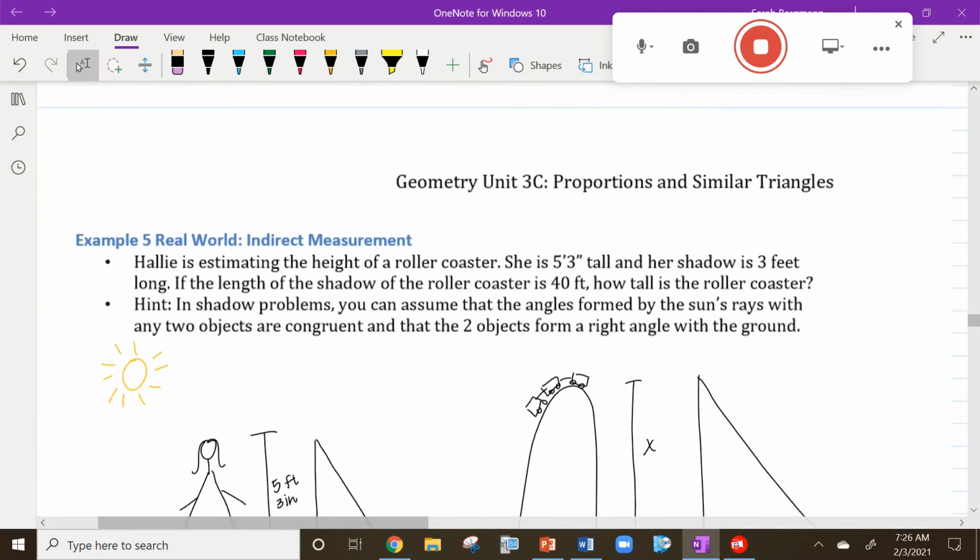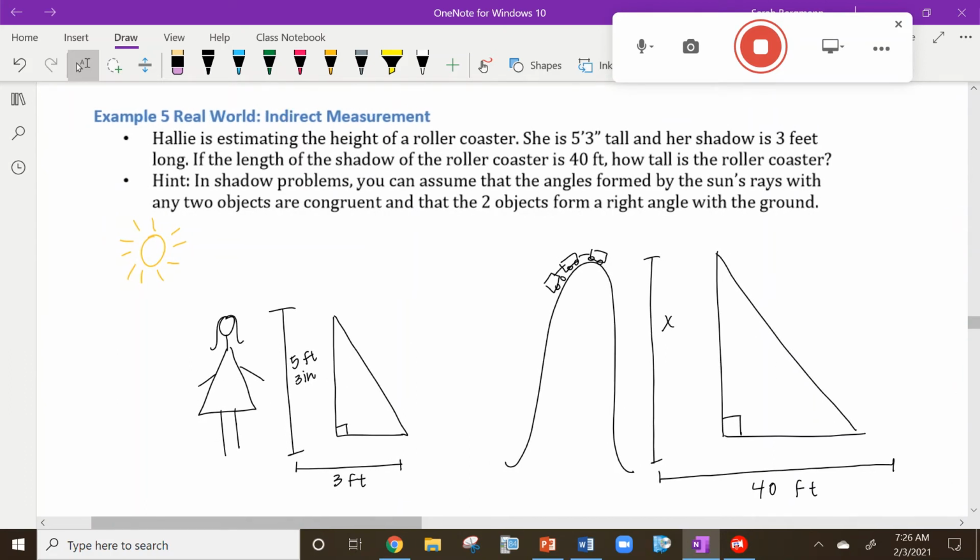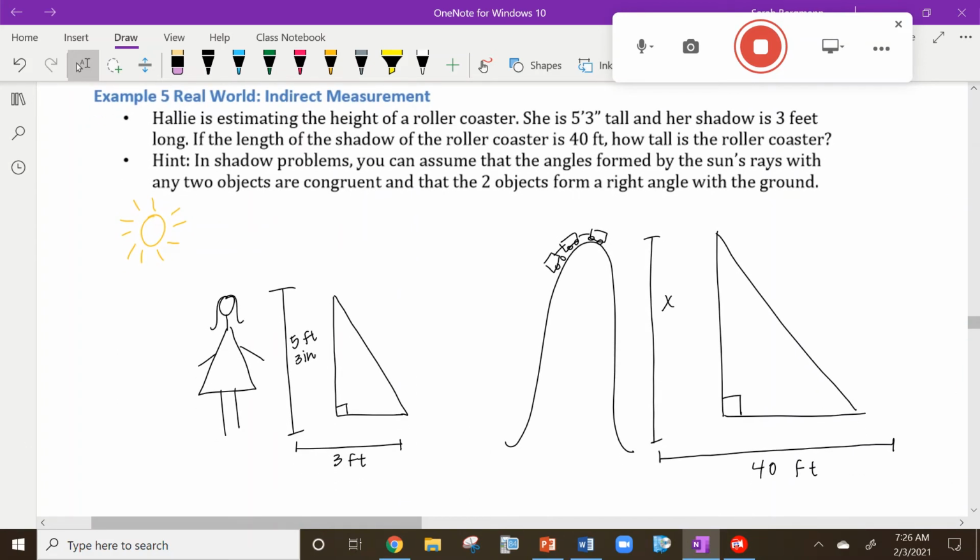Alright, let's do another problem. This one is going to be more of a real-world problem. It says, Hallie is estimating the height of a roller coaster. She's 5 foot 3 inches tall and her shadow is 3 feet long. If the length of the shadow of the roller coaster is 40 feet, how tall is the roller coaster?